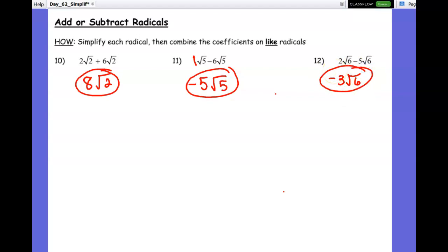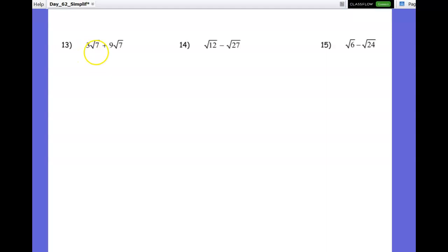Okay, so this starts out pretty easy. 3 and 9 is 12, so we get 12 radical 7. And then for number 14, we've got radical 12 and radical 27. Well, we can't combine them because they're not like radicands.